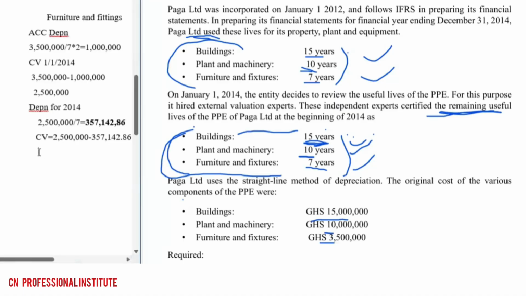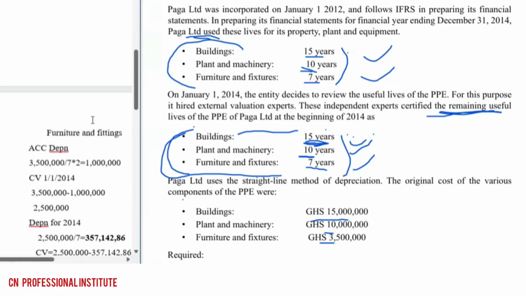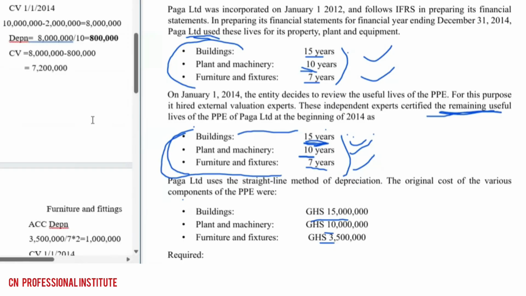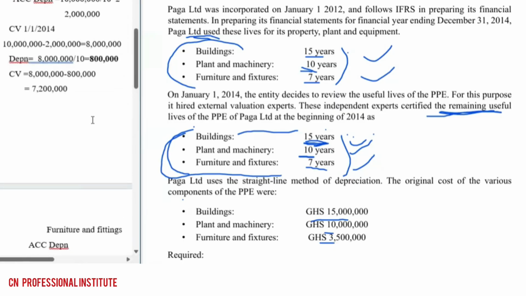Very good. So we are going to get 2,142,857.14. So this is the current value of the furniture and fittings in our books, and this will be the depreciation that we are going to charge for 2014, right? So that is it. It's not difficult.